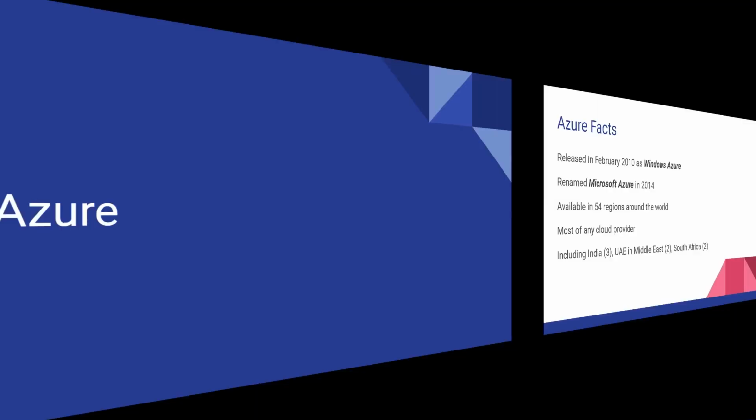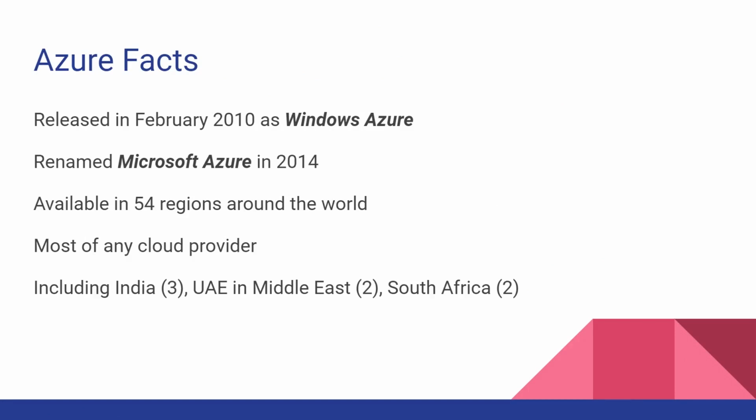So let's get back to this sort of high-level overview of Microsoft Azure, of cloud computing. We've seen how powerful it can be. Microsoft Azure first came out in February 2010 to the public as Windows Azure, and in 2014 it was renamed to Microsoft Azure. 54 regions around the world, and that is the most of any cloud provider.